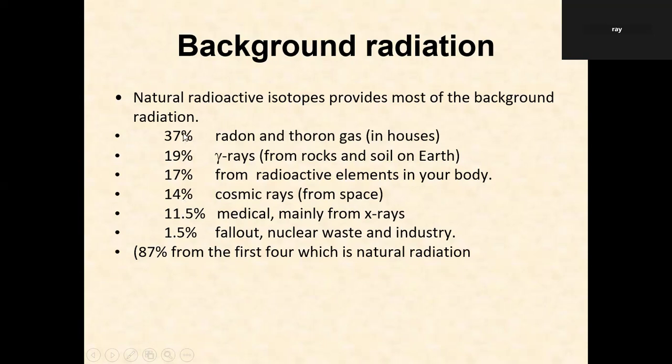So the first four, the natural ones, are about 87%. You cannot escape. Wherever you go, you cannot escape radon or thoron. That is my master's research. Radon or thoron gas, you cannot escape, except if you live above the ocean. Then the radon or thoron would be coming from the land, no? But very little.